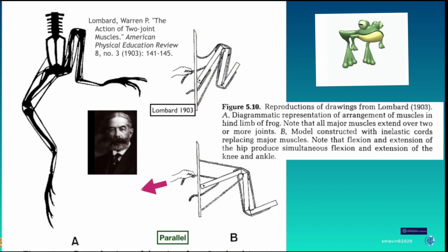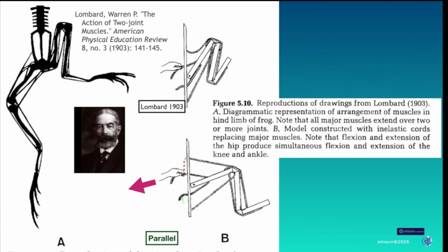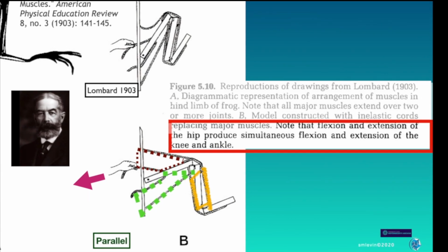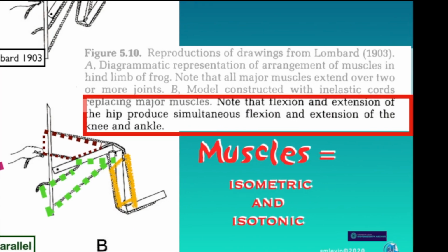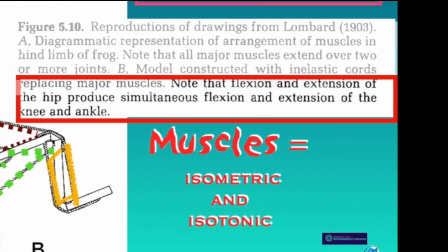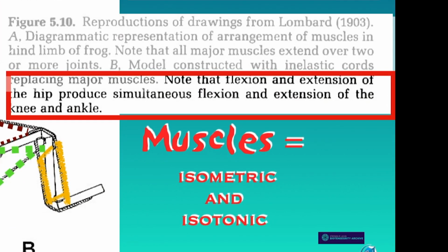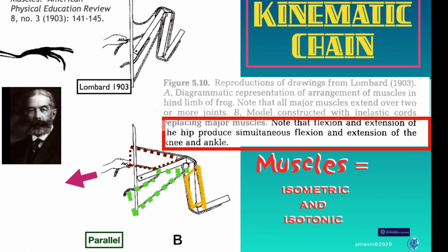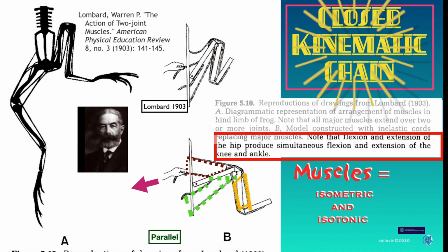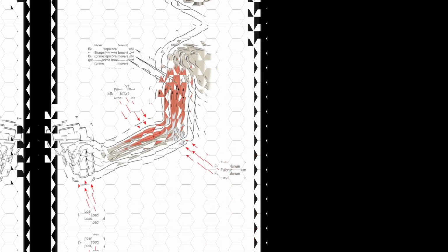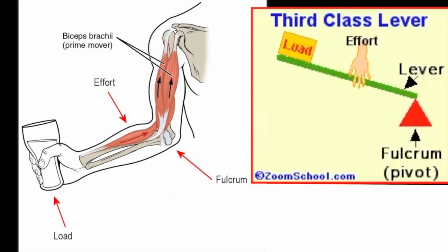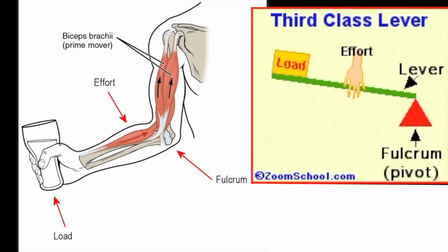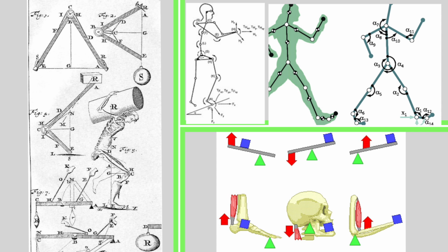In the jumping frog, flexion and extension at the hip produce simultaneous flexion and extension of the knee and ankle. Note that the muscles remain isometric, the same length, and isotonic, the same tension. What Lombard was describing but did not quite have a word for it was closed kinematic chain. Then, as it is now, complex biological processes are reduced to simplistic machine models based on levers and open chain two-bar kinematics.